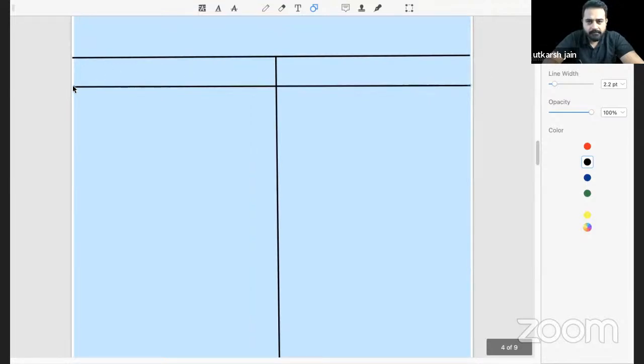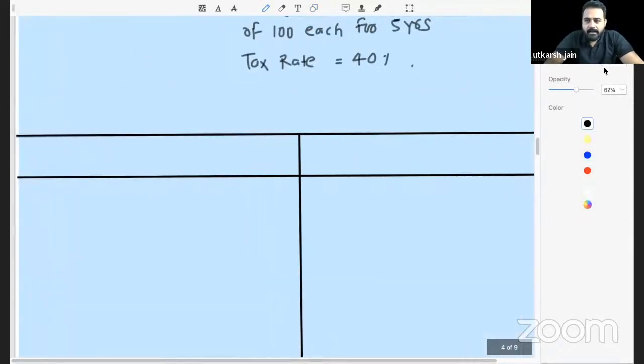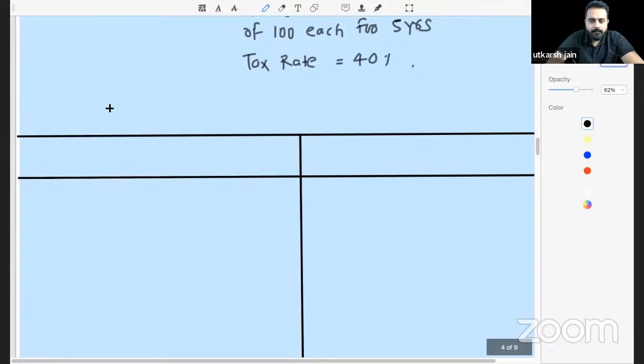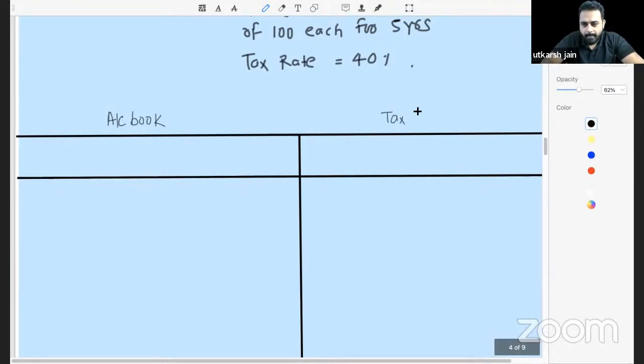All right. Okay, here we go. So on the left-hand side, we will create the accounts book. Now, accounts book is more of my language rather than the official language, but it will help you understand. Accounts book means books created as per accounting rules. On the right-hand side, we will write down the tax book.